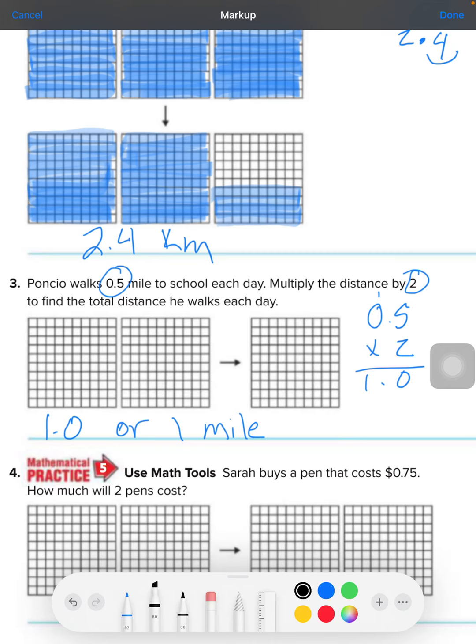Now we get to fill it in. I want it to be blue though. There's 0.5 or 5/10. And now we get to fill in this whole model.